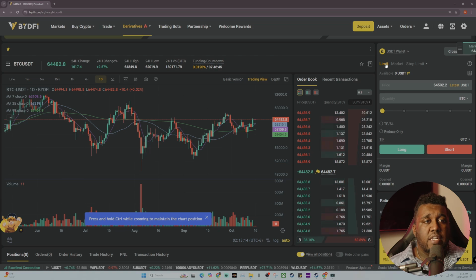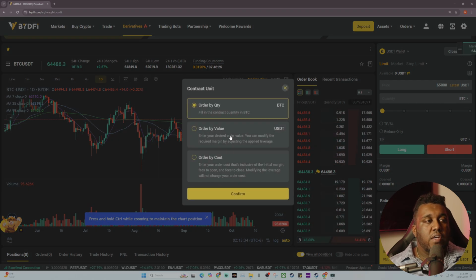So place a limit order, whatever price you're looking at, you can tap it right here and it'll adjust it right up here above my head. Or you can just type it in if you want to, like say I want to buy Bitcoin at a limit order of 65,000, you can type it right there. The important thing here is when it's talking about quantity, don't choose Bitcoin because you're not going to go 0.001 Bitcoin or something like that. Instead, go over here and go by order by cost or order by value.